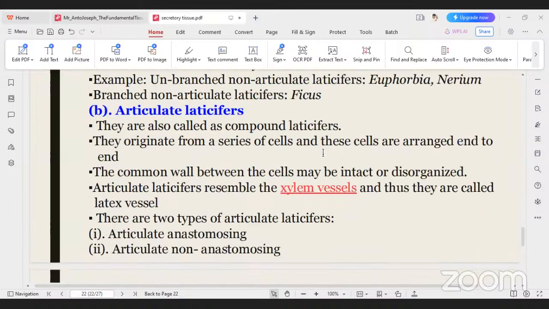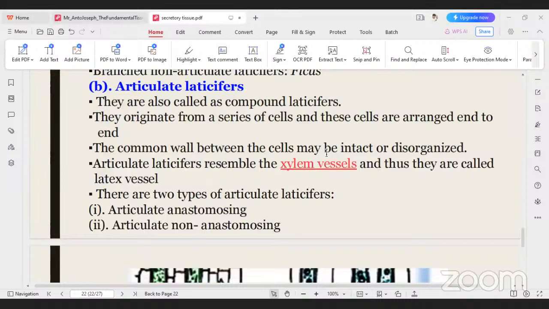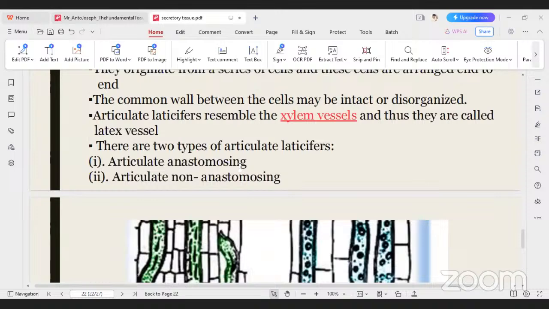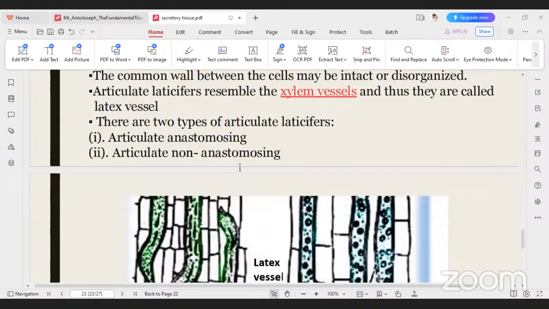The common walls between the cells may be intact or disorganized. Articulated latex cells resemble the xylem vessels. Already we completed the xylem vessels, which are cylindrical tube-like structures. There are two types of articulated latex cells: anastomizing and non-anastomizing.